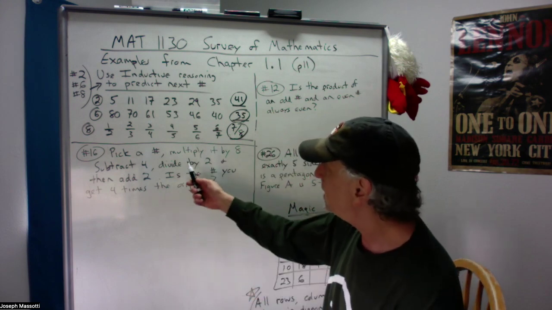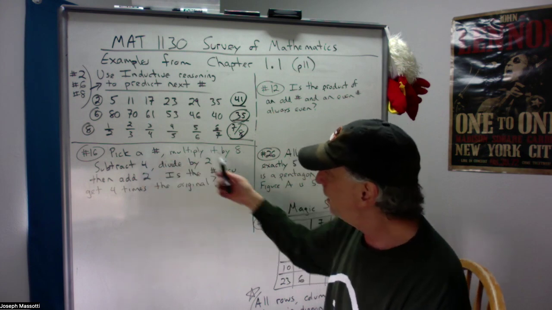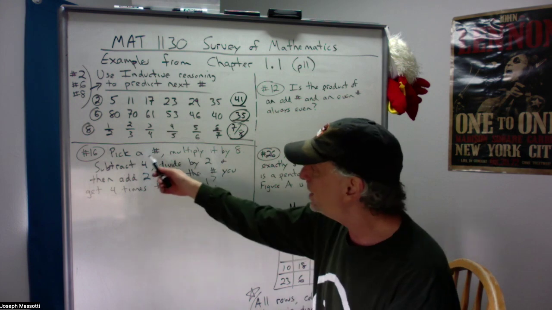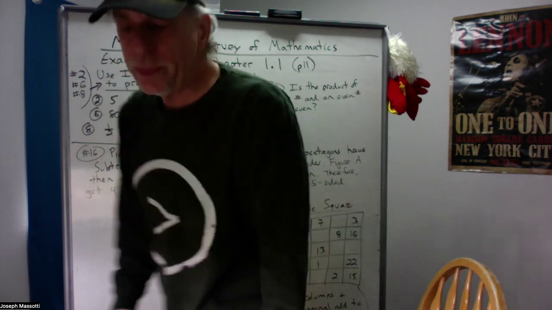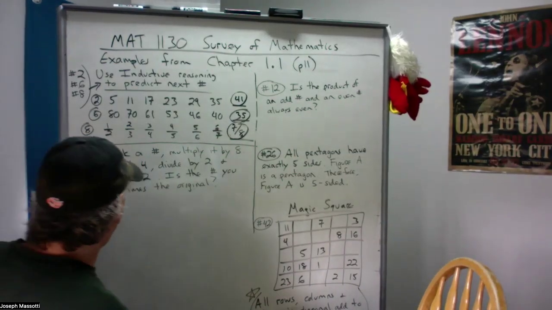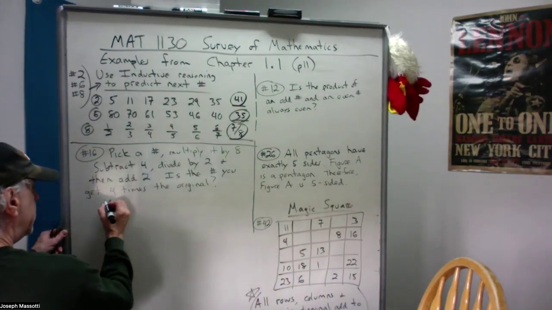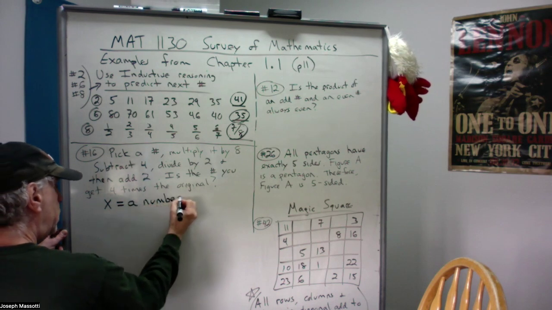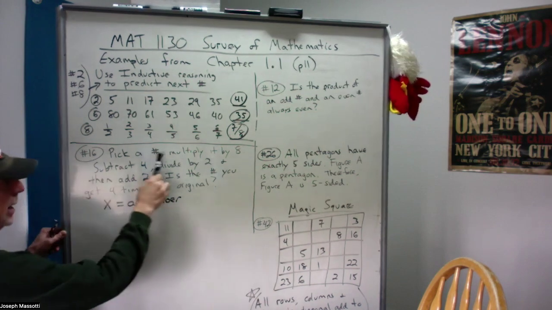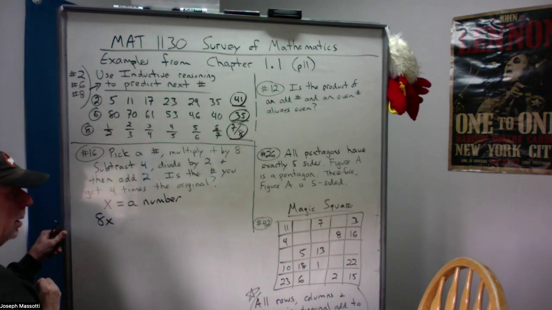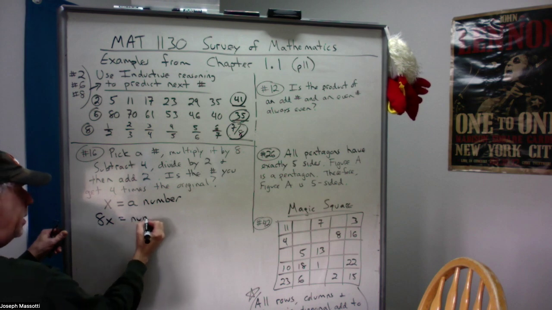Next kind of question you might see, something like this. This is using inductive reasoning and coming up with a formula. So here it says pick a number. When it says pick a number, label that number. Use any letter you want to label that number. I'm going to call it x. Okay, so x is a number. Any number. Then it says take that number, multiply it by 8. Okay, well, there's the number multiplied by 8.